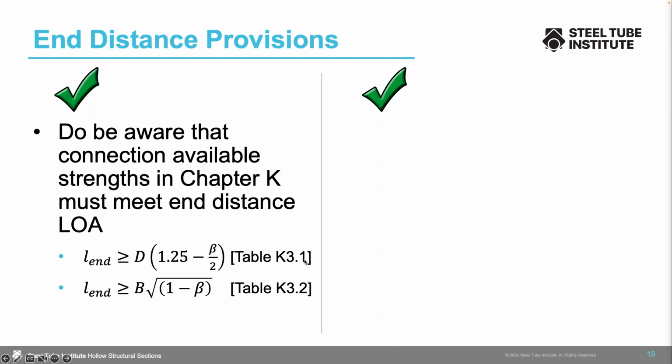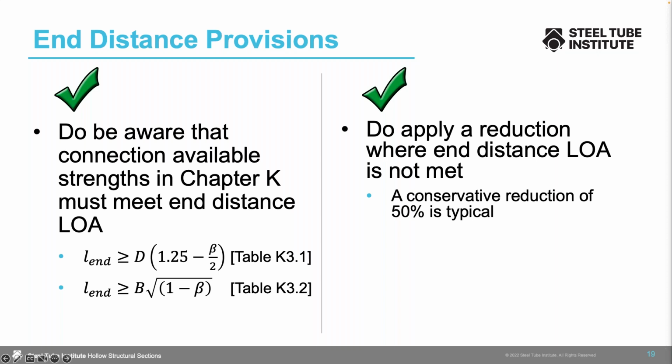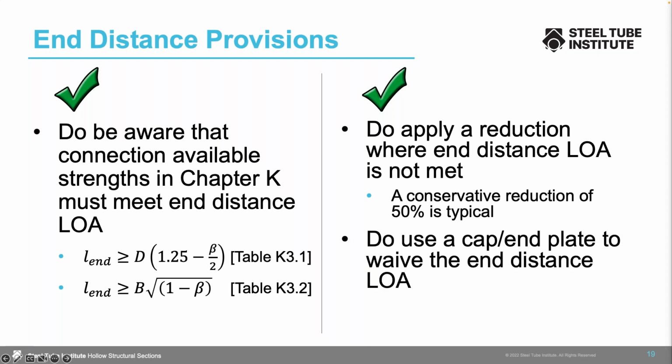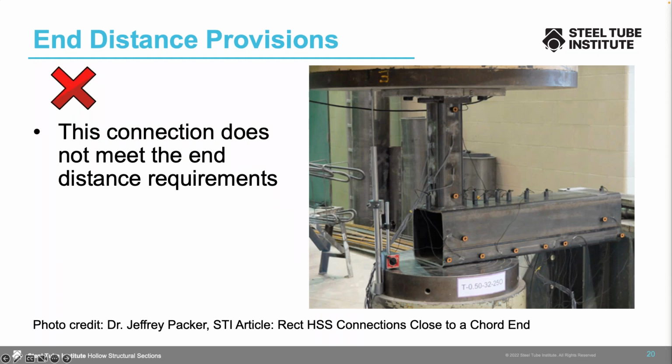And you can see the formulas that are taken from Chapter K here for both rectangular or circular sections. If you don't meet that end distance requirement, then you do need to apply a reduction to your connection capacity where the end distance LOA is not met. A conservative reduction of 50% is typical. And if you don't want to reduce your connection capacity by 50%, you could always use a cap or an end plate to waive that end distance limit of applicability. And we have an image of that here so you can visualize what it is that I'm talking about.